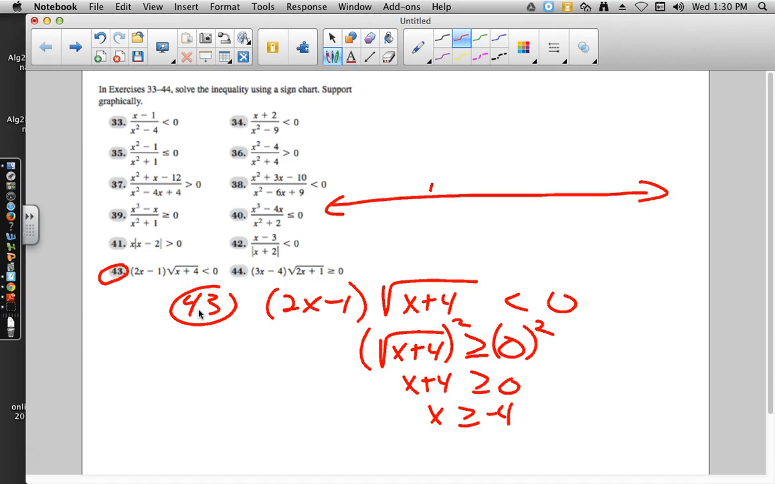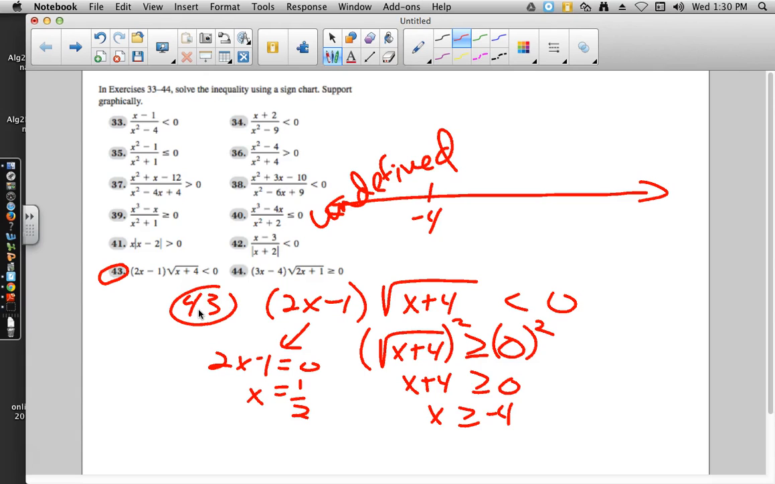So what that tells us is, on our sign chart, to the left of negative 4, that's undefined. We're not going to bother trying to figure out whether or not we have positive or negative on that side. That has to be undefined. Now the other spot we need to check is when 2x minus 1 equals 0, which of course will be x equals 1/2. So now we actually have two places that we need to check the sign on, and that would be between negative 4 and 1/2, and then of course to the right of 1/2, so that we can answer the question, which is, when is this less than 0?